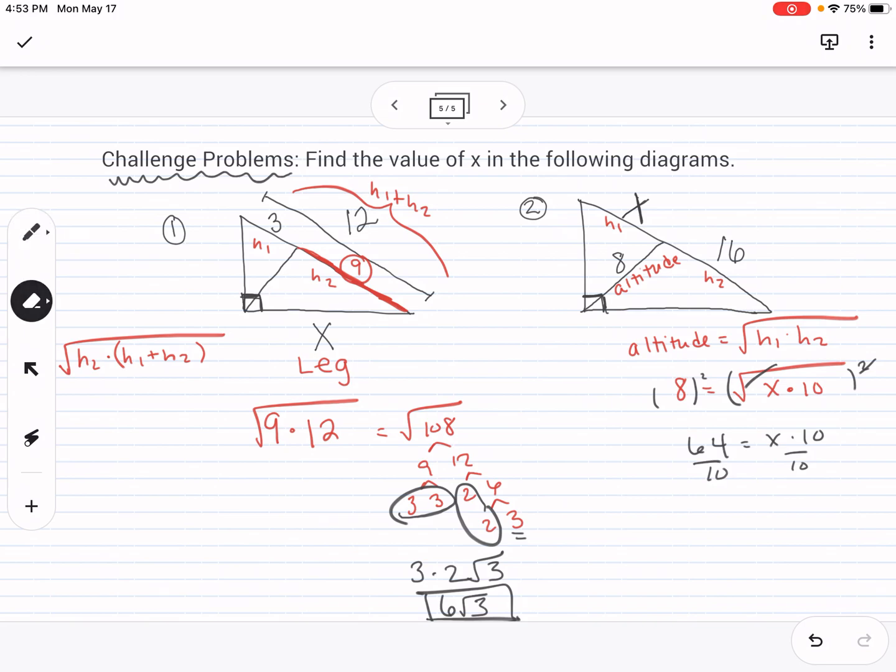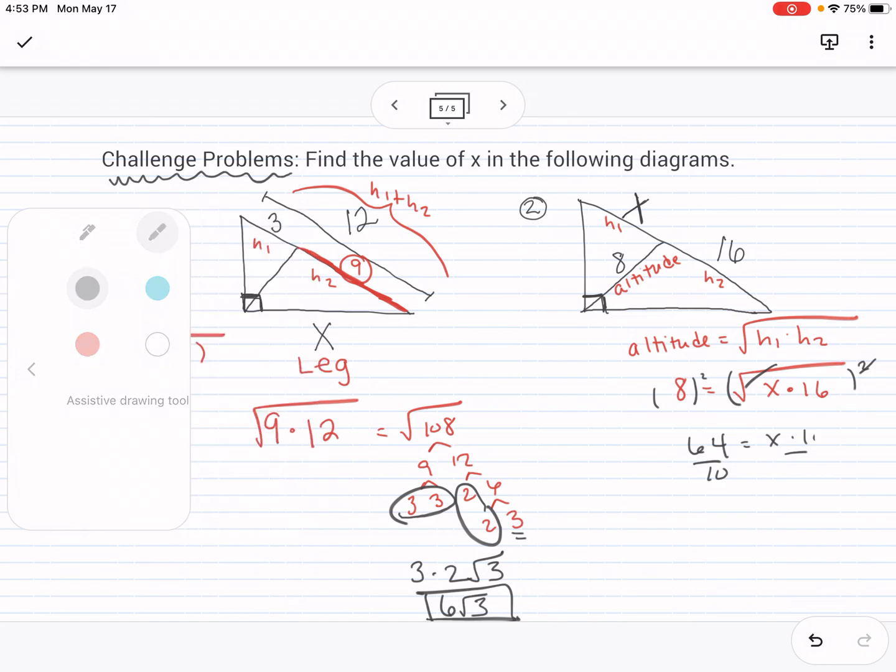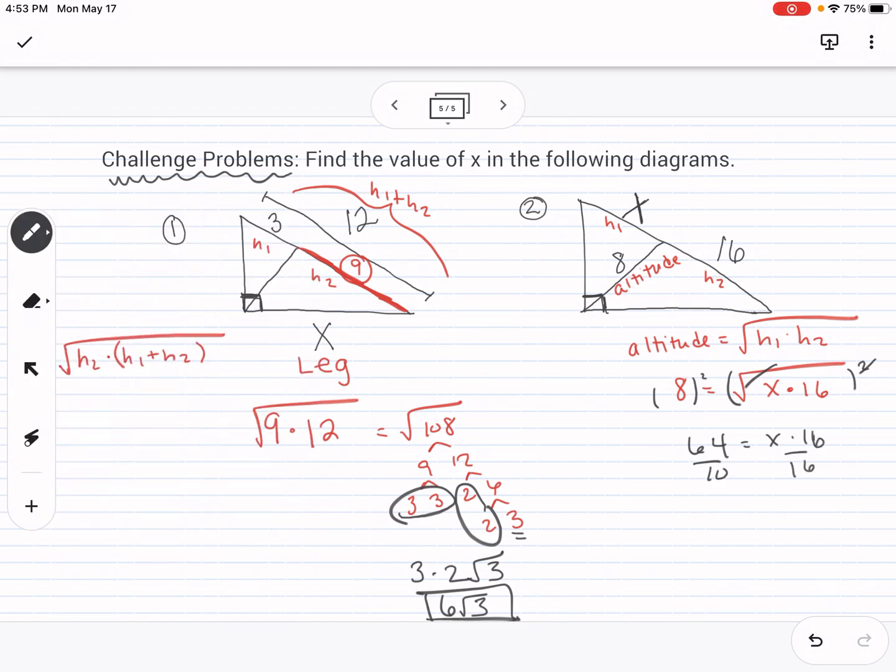I put a 10. I don't know why I did that. So this should be a 16. So it should be x times 16. And then the opposite of multiplying 16 would be to divide 16. 64 divided by 16 is actually 4. So here in this picture, x is equal to 4. If you were to do 4 times 16 and square root it, you would get 8.